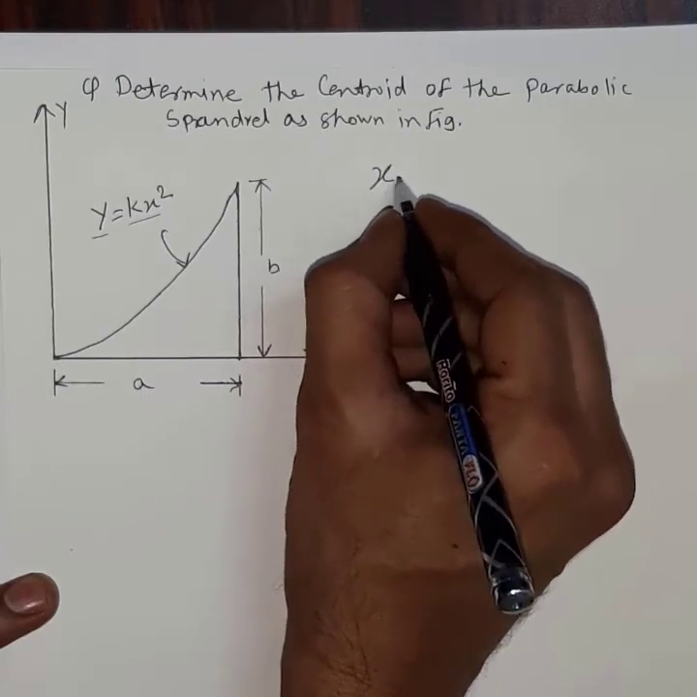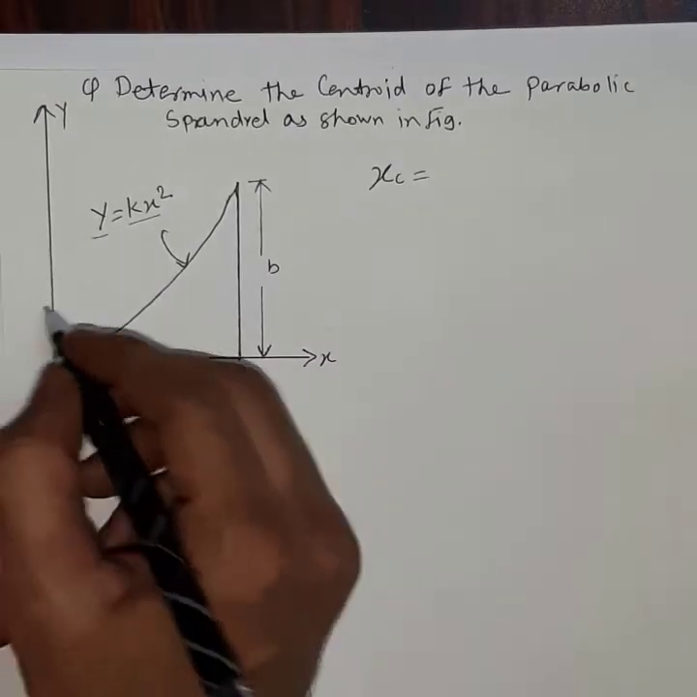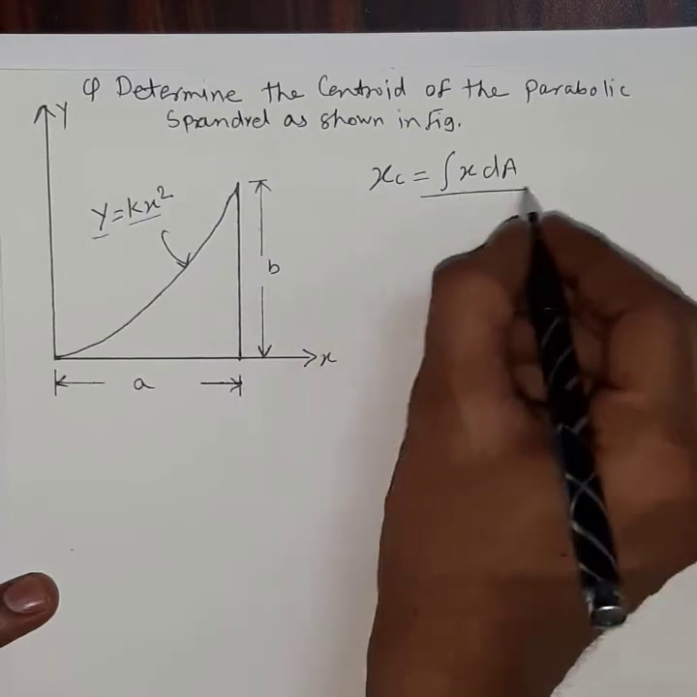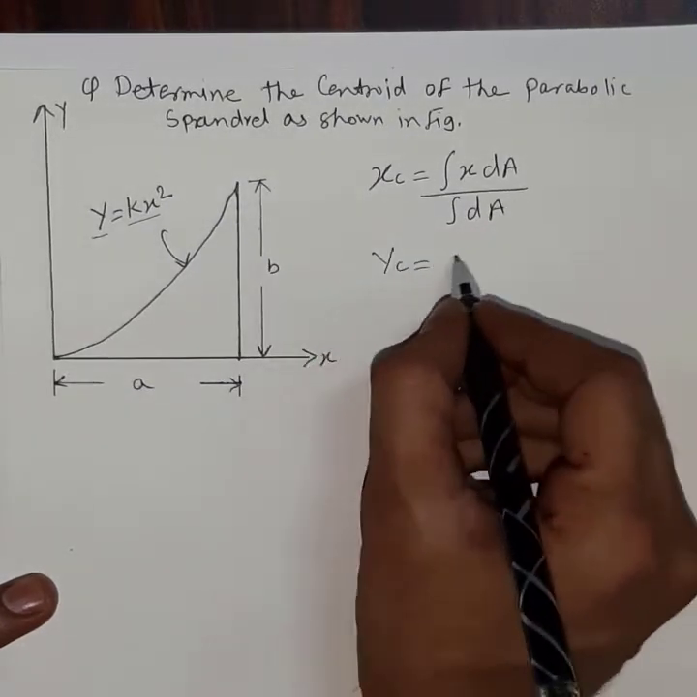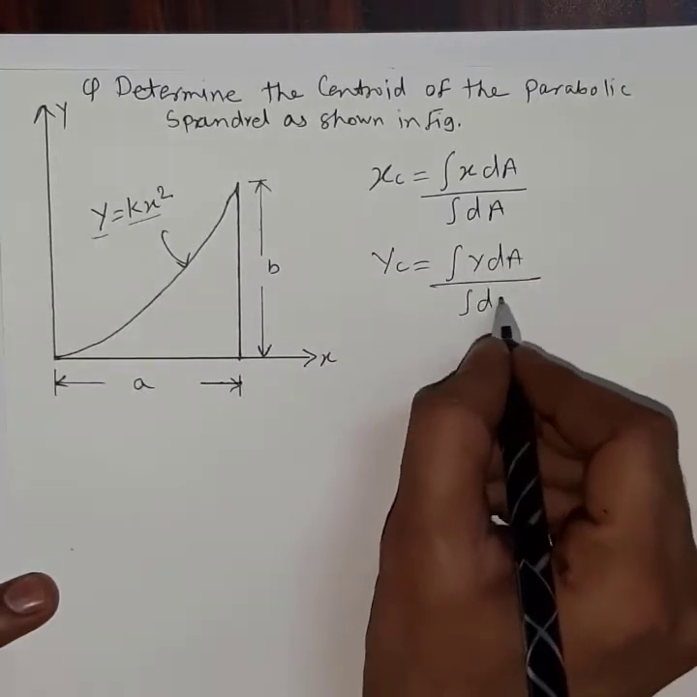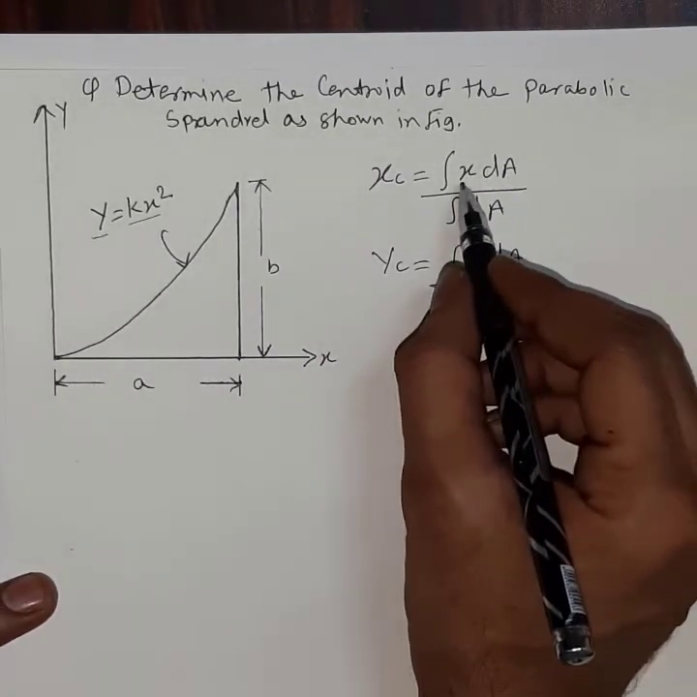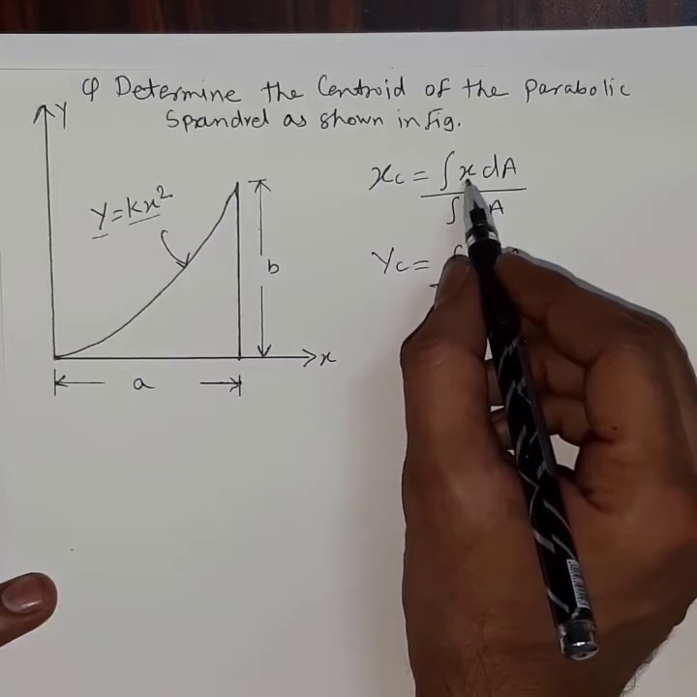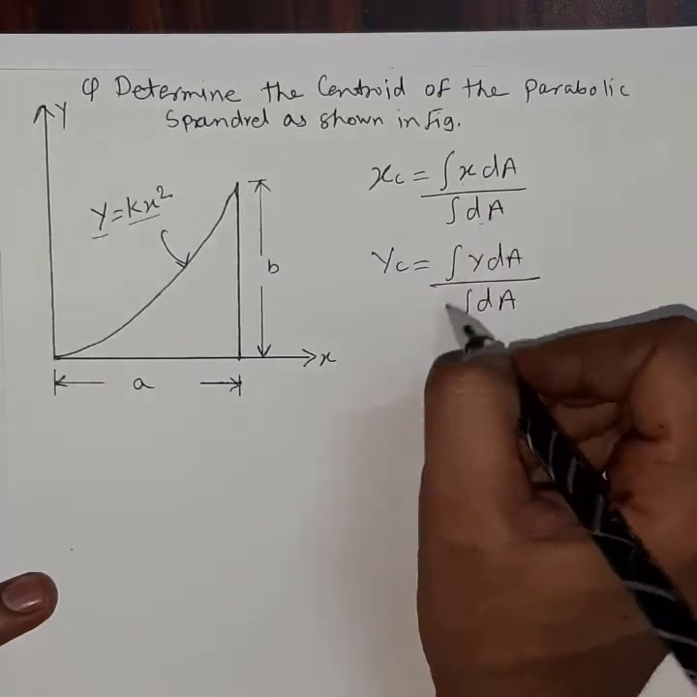You can name it as xc, the distance of the centroid of this parabolic spandrel from the y-axis. That will be integration x dA divided by integration dA, and for yc, integration y dA divided by integration dA. Here x will be the distance of the centroid of the elementary strip from the y-axis, and dA will be the area of the elementary strip.